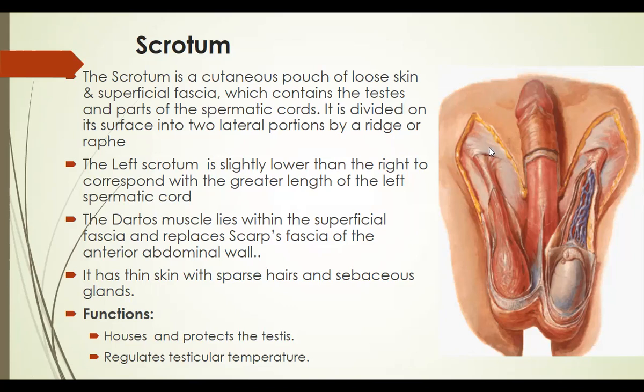So that is replaced when it comes into the scrotum. Even though this is an extension from the abdomen, the Scarpa fascia of the abdomen is replaced by this special muscle here, called the dartos muscle. This is the subcutaneous muscle, the dartos muscle. It has thin skin with sparse hair and sebaceous glands. The skin here will be loose, and it has sparse hair, few hairs, as well as sebaceous glands within this skin, which is covering the scrotum.